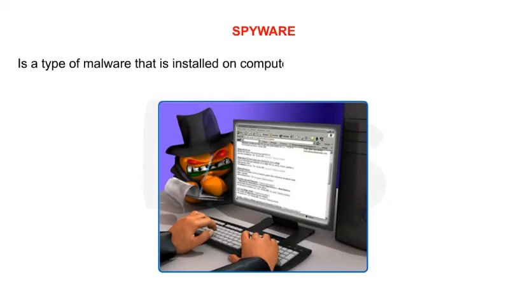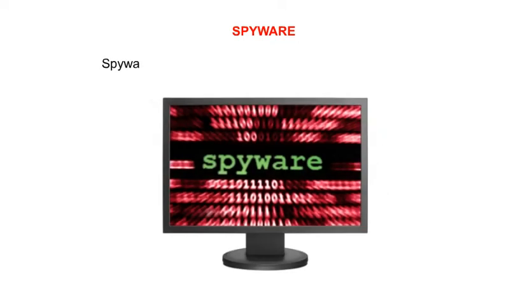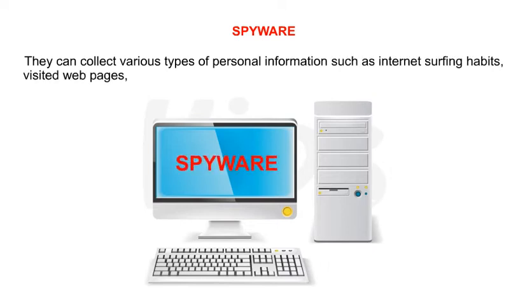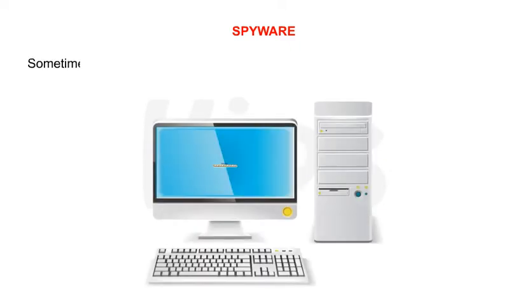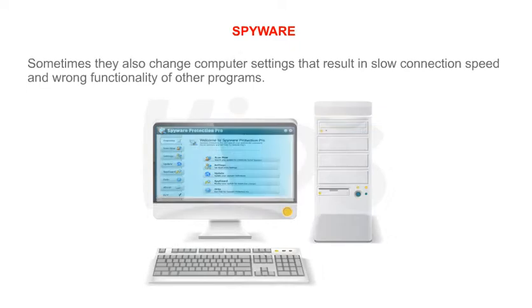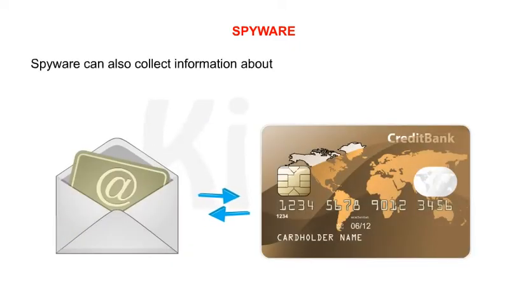Spyware is a type of malware that is installed on computers and collects information about users without their knowledge. Spyware programs secretly monitor the user's computing. They can collect various types of personal information such as internet surfing habits, visited web pages, and transmit the information in the background to someone else. Sometimes they also change computer settings that result in slow connection speed, and wrong functionality of other programs. Spyware can also collect information about the email addresses, passwords, and even credit card numbers.